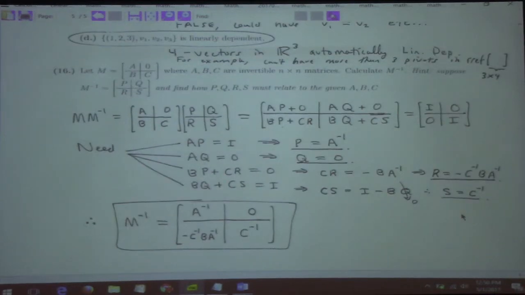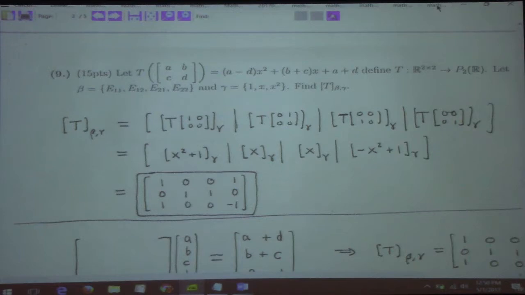Oh, here's a block matrix, just a plain old block matrix problem. So the other test.